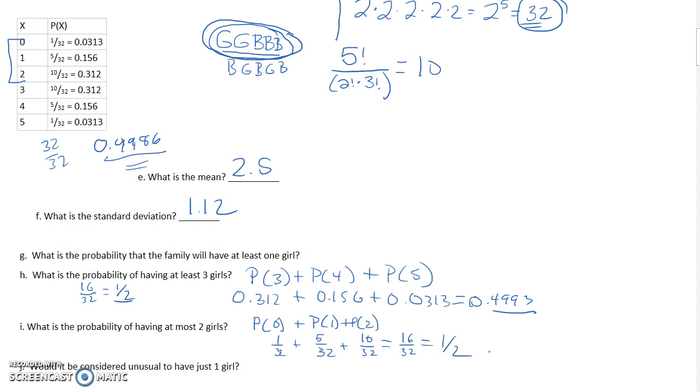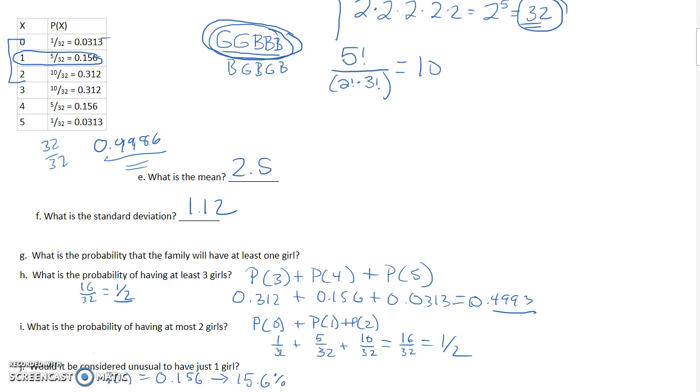The last one says, would it be considered unusual to have just 1 girl? What is the probability of having just 1 girl? The probability of having 1 girl is, well, let's take a look right here. I'm actually going to use the percentage right here. So the probability of having 1 girl is 0.156. What would that be as a percent? That's 15.6%.